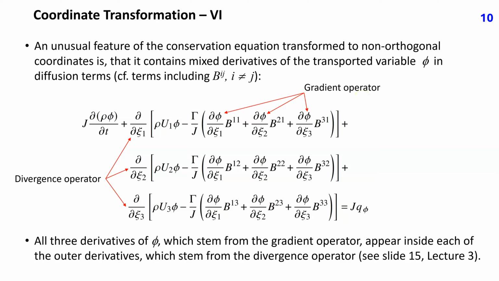An unusual feature of the conservation equation transformed to non-orthogonal coordinates is that it contains mixed derivatives of the transported variable phi in diffusion terms. These are the terms including Bij with unequal indexes. All three derivatives of phi, which stem from the gradient operator, appear inside each of the outer derivatives, which stem from the divergence operator. See slide 15 of lecture 3.